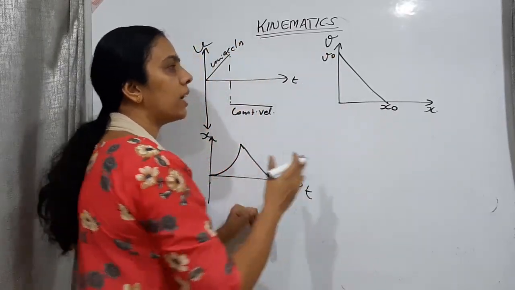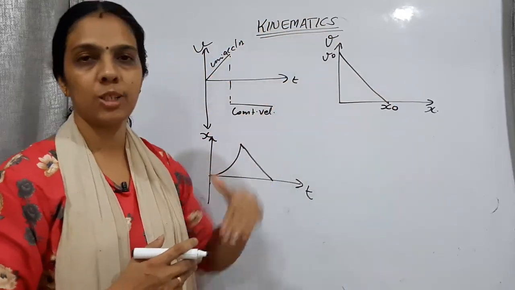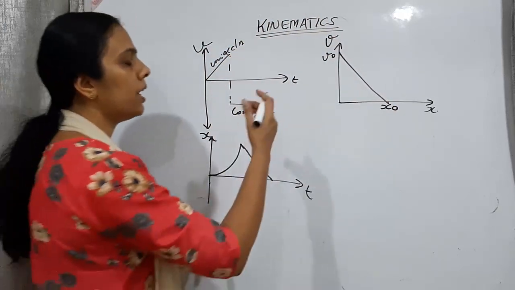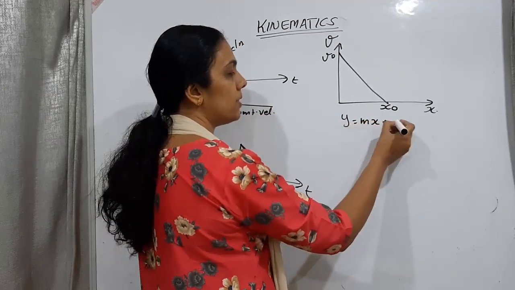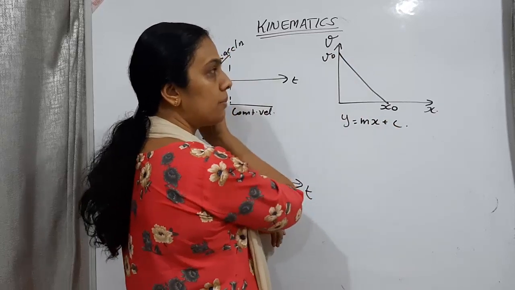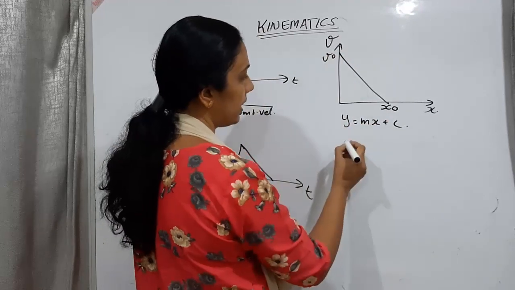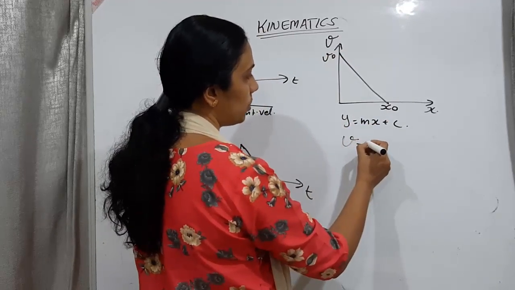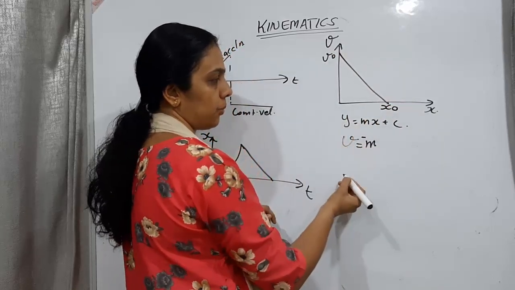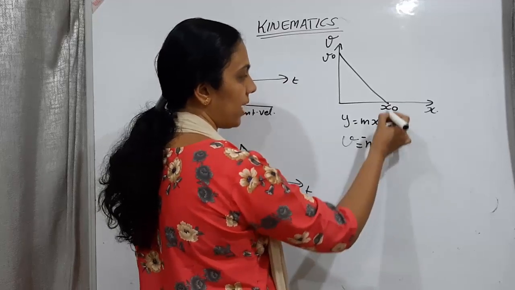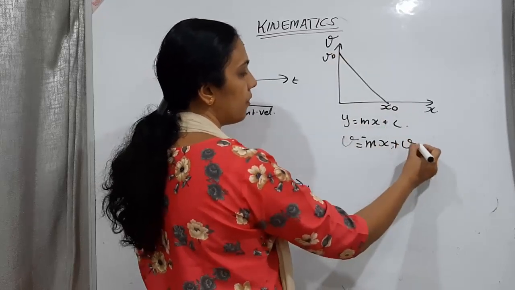So this one, we can write down as an equation. It has a negative slope, since velocity is decreasing. y is equal to mx plus c is the equation for a straight line. Here the y-intercept is v0. So writing it down, with y as v, v is equal to minus m into x, since the slope is negative, plus v0. Here x is x only, and the y-intercept is v0.